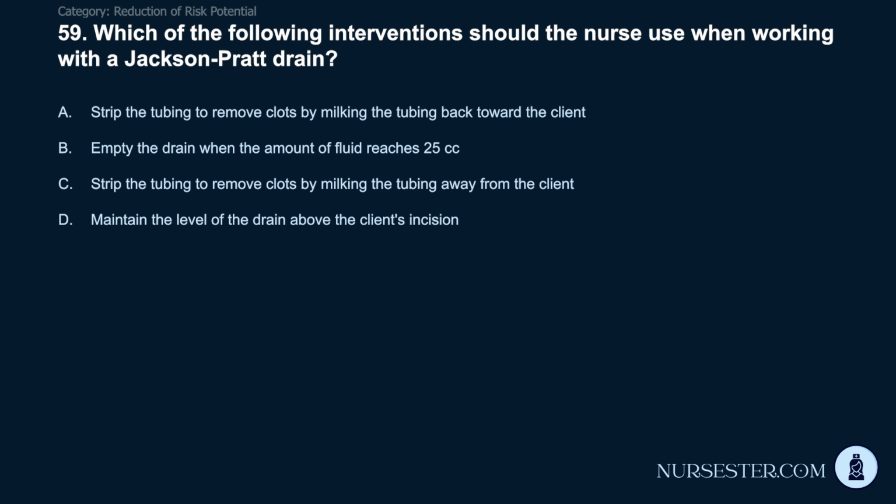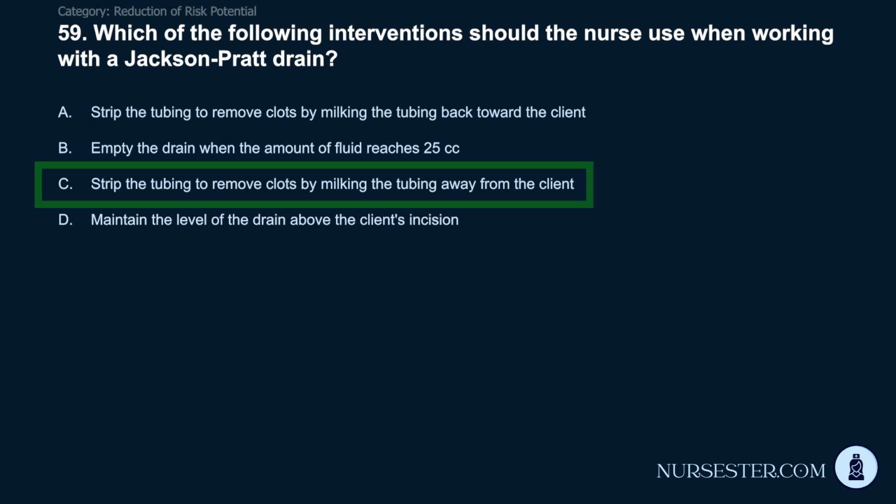A. Strip the tubing to remove clots by milking the tubing back toward the client. B. Empty the drain when the amount of fluid reaches 25 cubic centimeters. C. Strip the tubing to remove clots by milking the tubing away from the client. D. Maintain the level of the drain above the client's incision. Correct answer: C. Strip the tubing to remove clots by milking the tubing away from the client.